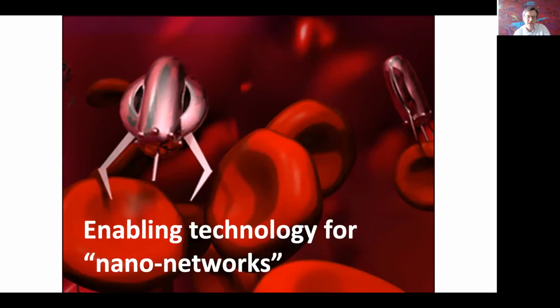This is really the science fiction-y type of application that we think about. We imagine small, tiny robots the size of blood cells that navigate through the body and perform medical tasks. Molecular communication is the enabling technology for what we call nano networks.